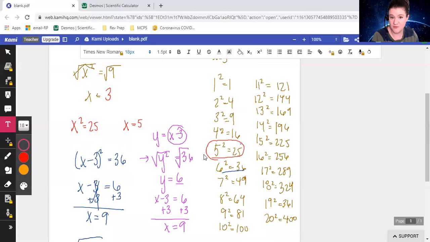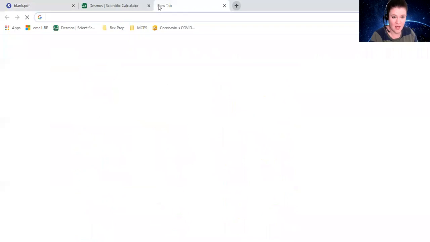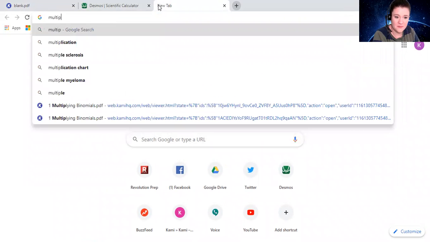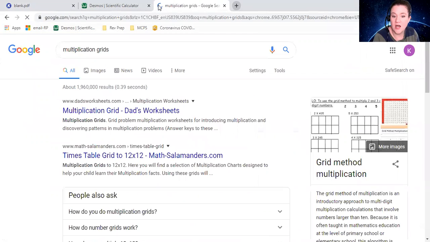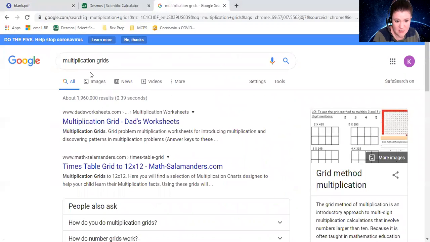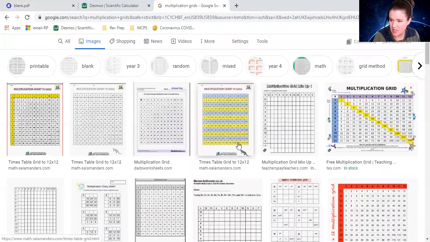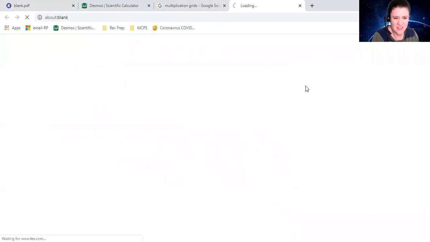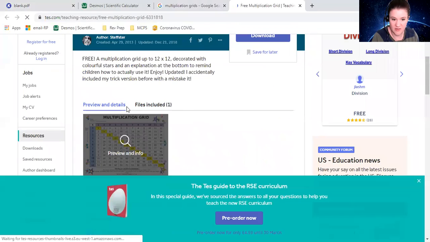Here's a list of all your squares. Look up also multiplication grids. It's better if you do them yourself, because then you're actually showing the grids. Can't talk and type at the same time. If you look at images of them, I'm sure there are some that are done.